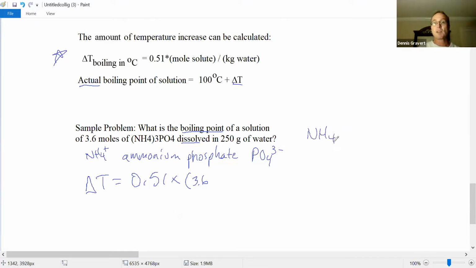So we have to properly count all the particles of solute. So we have to know that this molecule falls apart when it dissolves. So if you have the solid, I think that's what someone did. They weighed out and calculated 3.6 moles of this solid, dumped it in 250 grams of water, and started heating it, and it's taking forever to boil. And they're wondering, what is the boiling point? Hey, let's calculate it. And you have to know that this is an ionic compound. When ionic compounds dissolve, the cations separate from the anions.